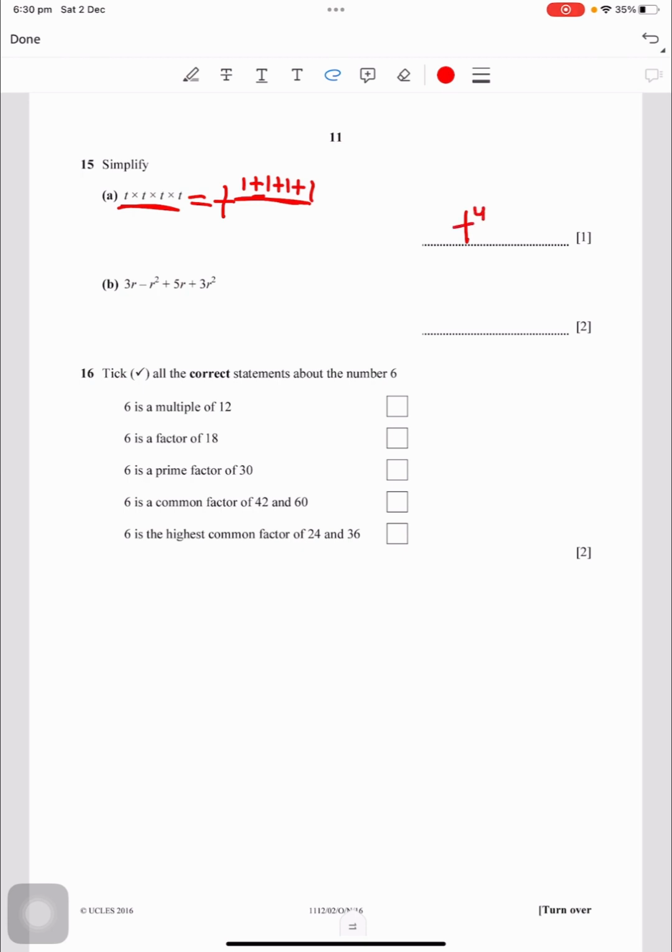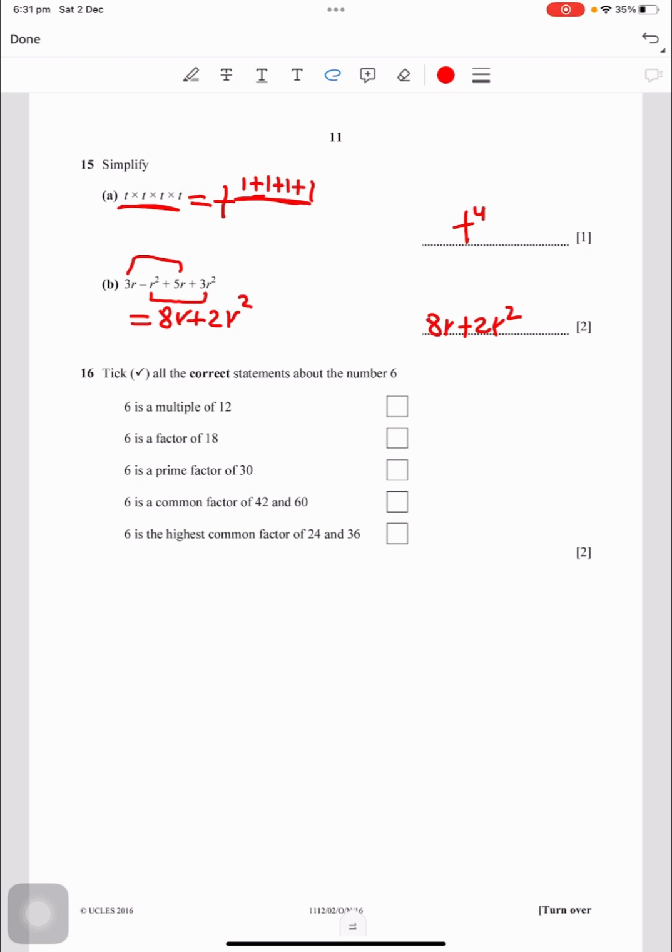Okay, next. Part B. This is an algebra question. First we can do 3r plus 5r, which is equal to 8r here. And then these two we can also do like this, and we put the plus sign here, and that is equal to 2r with the power there. So this is our answer, 8r plus 2r power. There. Okay, question number 16.